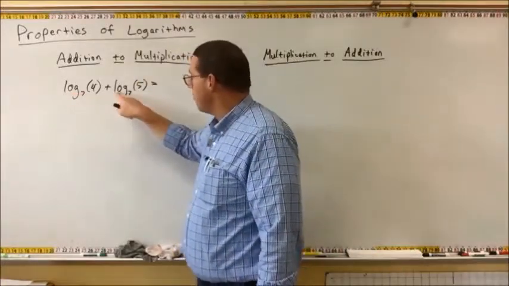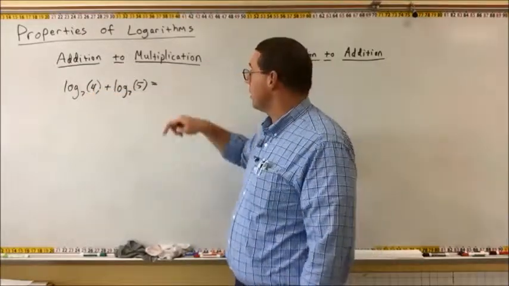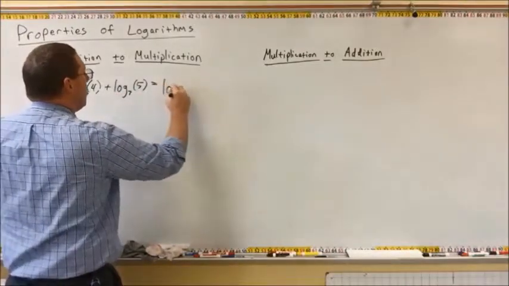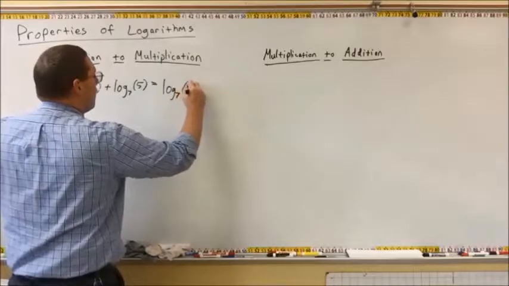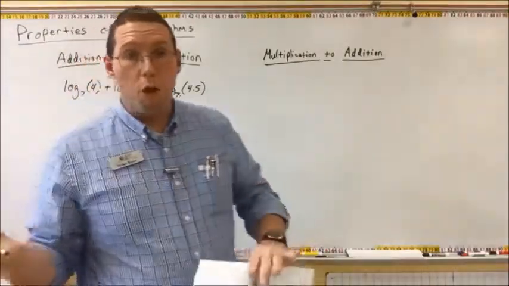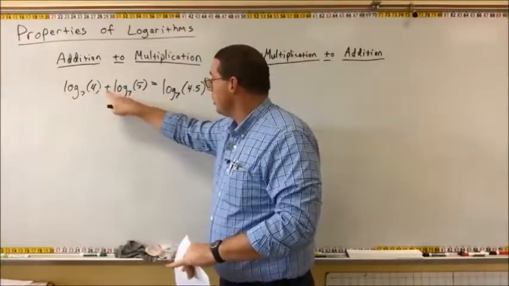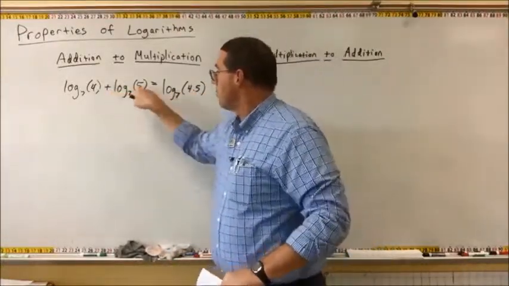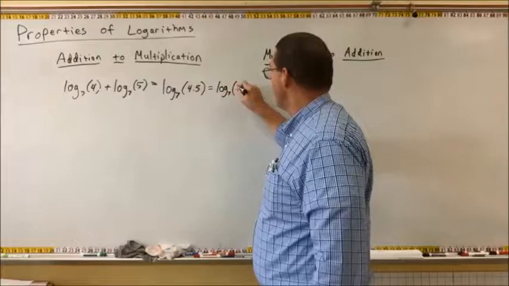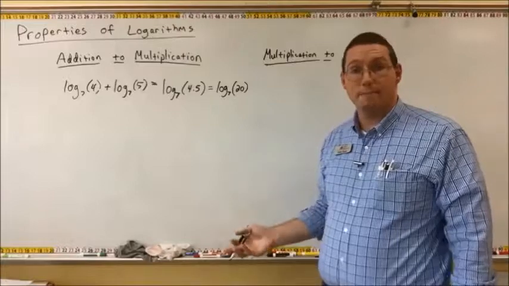But since these are both log base 7, we can combine what's inside of each log by multiplication. So log base 7 of 4 plus log base 7 of 5 would be equal to log base 7 of 4 times 5. So the two logarithms turn into one logarithm, and because it was addition, it turns into multiplication of these two numbers. And of course 4 times 5 is 20. So this would be the same thing as log base 7 of 20.